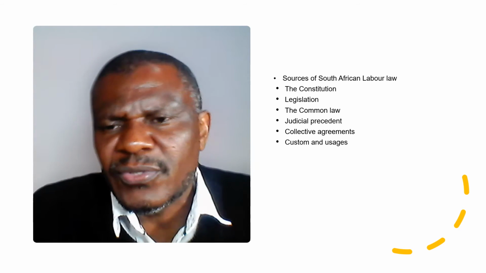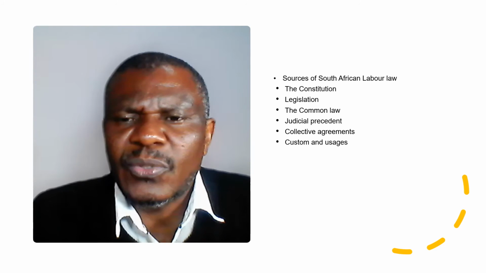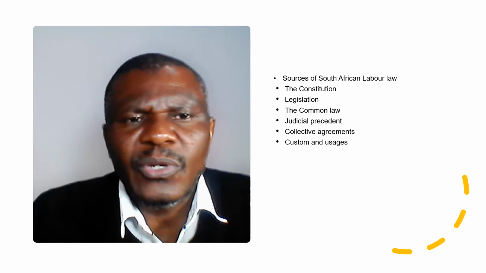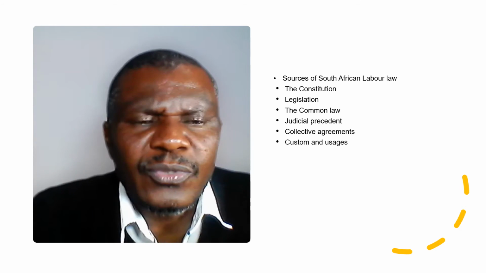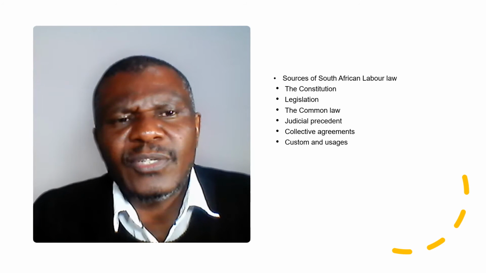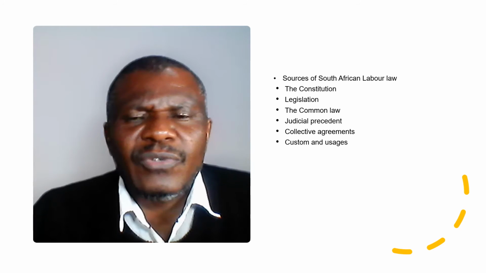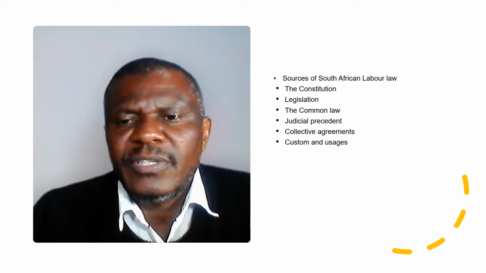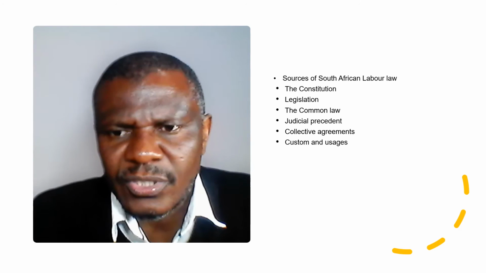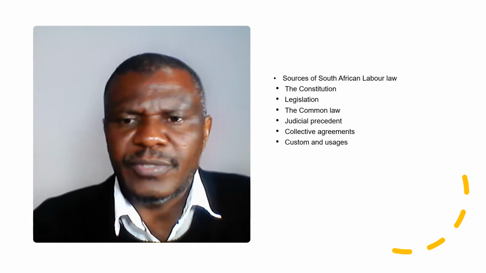there are quite a number of sources of South African law. So in order to find what the law says, you must consult the Constitution, you must consult legislation, you must consult the common law, and you must refer to judicial precedent, that is the previous decisions of the courts, and you must refer to collective agreements, bargaining agreements of the past, and also refer to custom and usages. Now we are going to elaborate on that in a moment, but take note that these are the sources of South African labor law. So now let's go on and look at the Constitution.